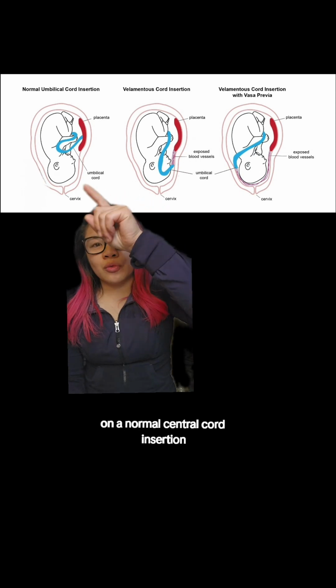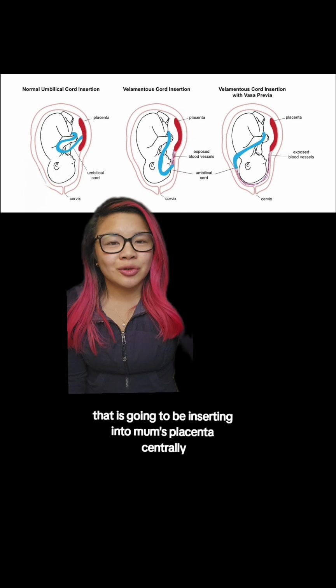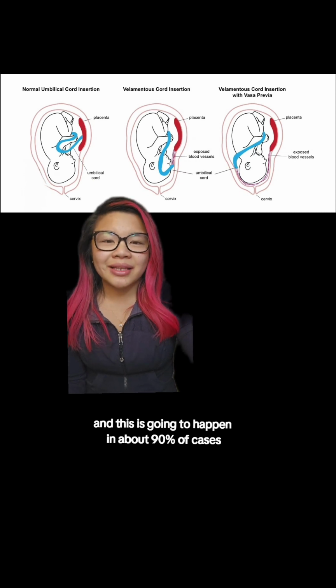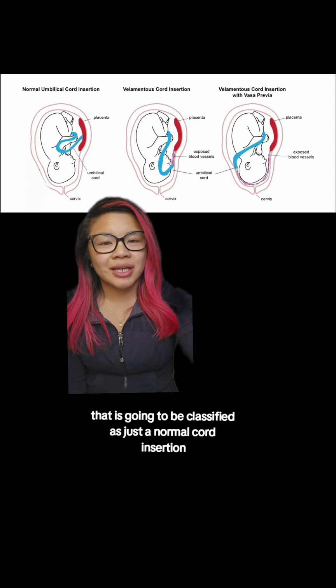You can see here on a normal central cord insertion, as the name implies, the cord is going to be inserting into mom's placenta centrally, so in the middle of mom's placenta. And this is going to happen in about 90% of cases. So in the majority of cases, that is going to be classified as just a normal cord insertion.